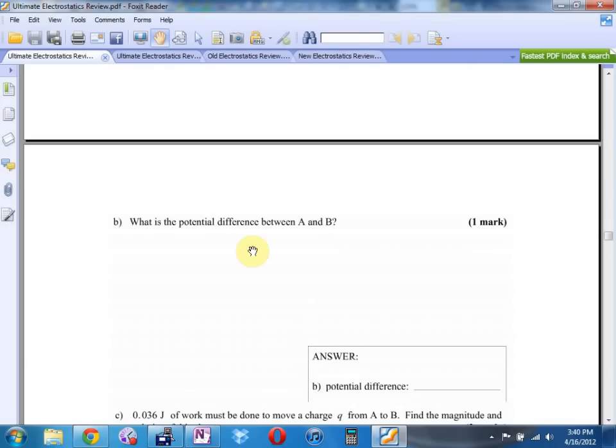For 1 mark, and there's your hint, part of it. What's the word difference mean in math? You subtract. It wants you to go VB minus VA, or VA minus VB. That's why it's 1 mark, because you've done all the math. You're just going to subtract your 2 answers.